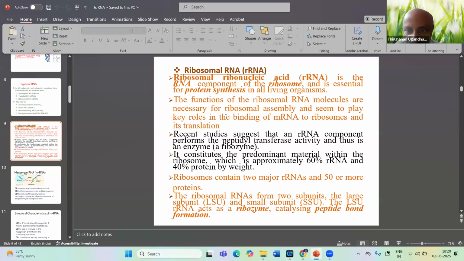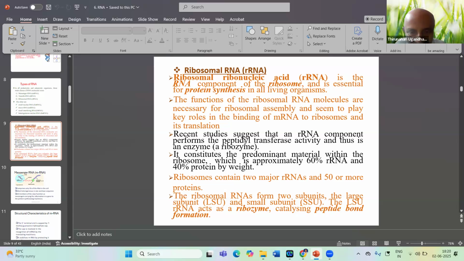The functions of the ribosomal RNA molecules are necessary for ribosomal assembly and seem to play a key role in the binding of mRNA to the ribosome and its translation process. The ribosome is majorly involved in translation. It is important for the structure and development of the RNA structure.